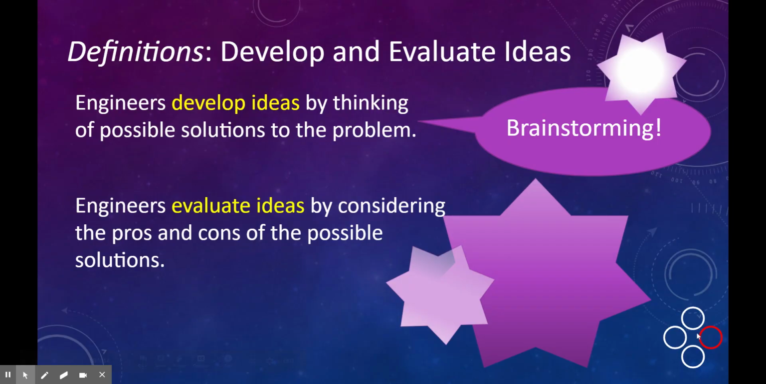Okay, we've now moved on to the second circle. You can see the little red circle down here. Definitions, develop and evaluate ideas. Engineers develop ideas by thinking of possible solutions to the problem. So this is the brainstorming phase. No idea is too crazy at this point. Any idea, you're brainstorming any possible thought. Engineers evaluate ideas by considering the pros and cons of the possible solutions. So they go through their list of the pros and cons. They look at the constraints, they look at the considerations and the criteria to determine which of the possible solutions they think they should go with.